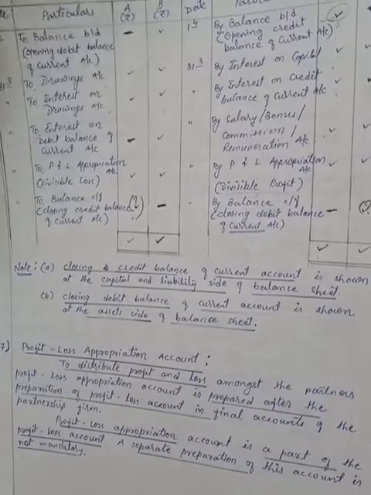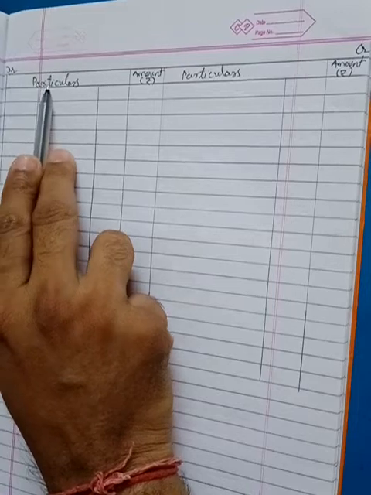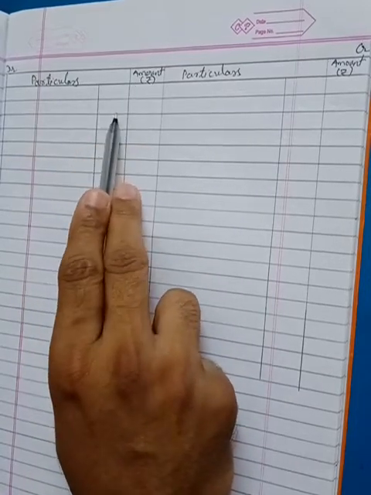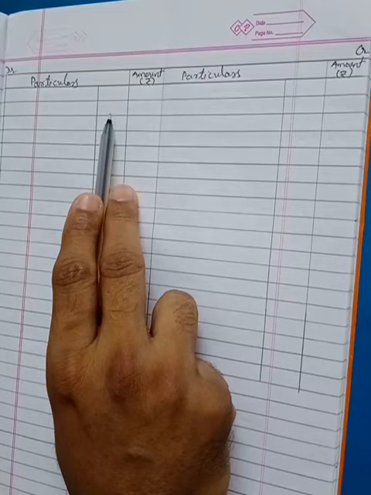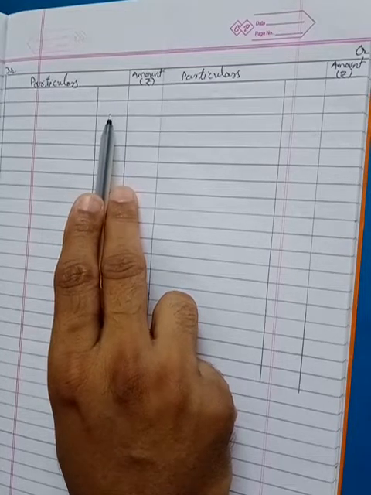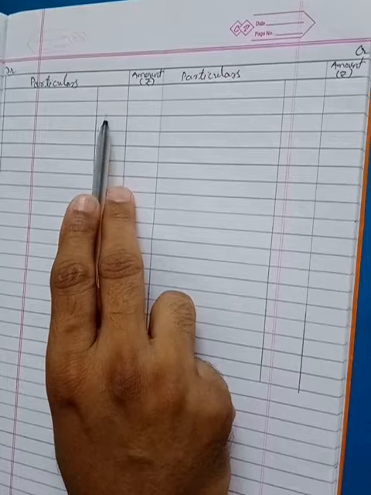Okay, so for that purpose I have already prepared an account. You can see the account prepared in front of you on the screen. It is just like a profit and loss account. You can see there is the debit side, particulars, amount in rupees. This is an inner column. I have told you last year also that the inner column is not compulsory, but for our convenience and for good presentation we keep this. It is not compulsory.